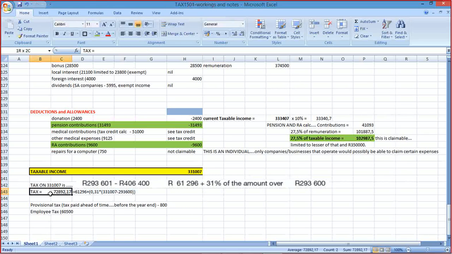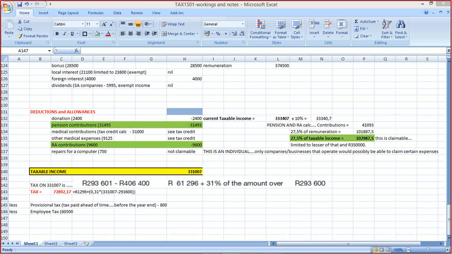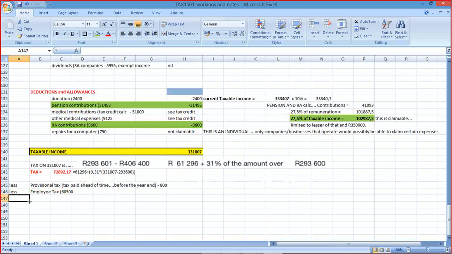Make sense? Yeah. Okay, so there's my tax liability. Then you less the taxes that you've already paid. Okay, so I'm lessing the provisional tax that I paid. I less the employee tax that I paid. What else does this guy pay? Nothing. Oh, medical. Those two things. Okay, so what is his medical deduction? Let's check. Less medical tax credits. Okay, we need to work that out.